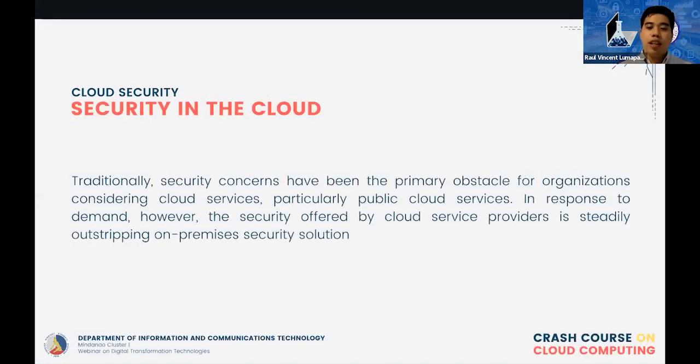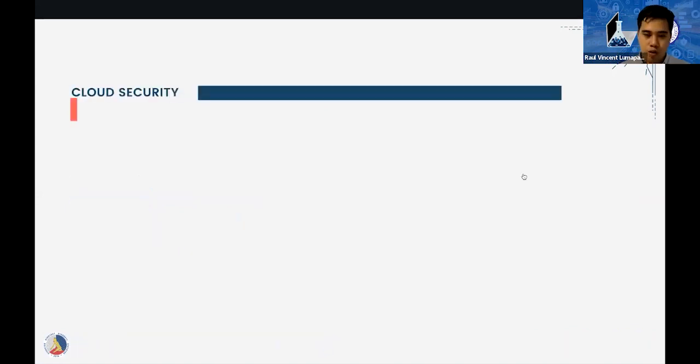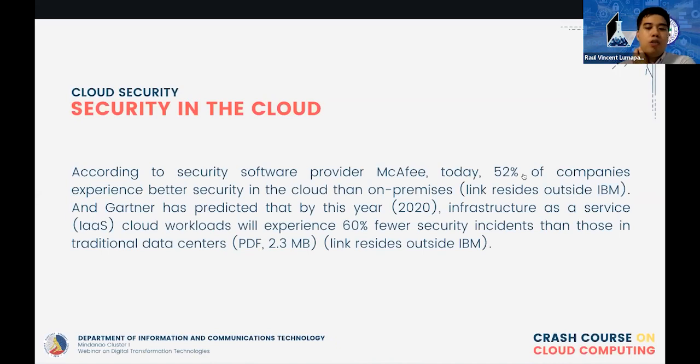Traditionally, security concerns have been the primary obstacle for organizations considering cloud services, particularly public cloud services. In response to demand, however, the security offered by cloud service providers is steadily outstripping on-premises security solutions, because their solutions are already secured. But then again, check your own security, your own computers, your own laptops, whether they are secured or not, just to be sure. According to security software provider McAfee, as of the current time, 52% of companies experience better security in the cloud than on-premise, because physical on-premise solutions also have vulnerabilities. And Gartner has predicted that by the year 2020, this being 2016, so more than 52% now, infrastructure as a service cloud workloads will experience 60% fewer security incidents than those in traditional data centers.